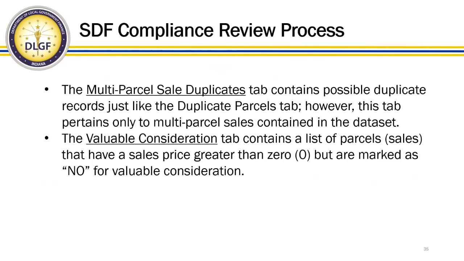And then there may potentially be a tab on your workbook labeled Valuable Consideration. This is a tab that will list records or parcel sales that have a sales price greater than 0, but are marked as no for valuable consideration.